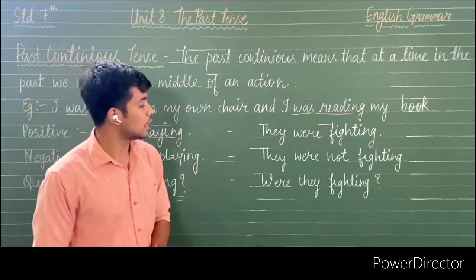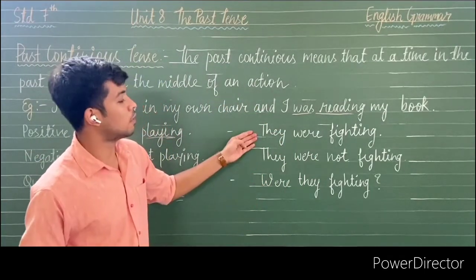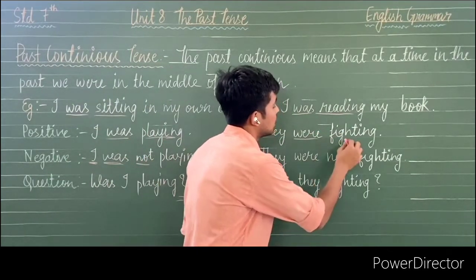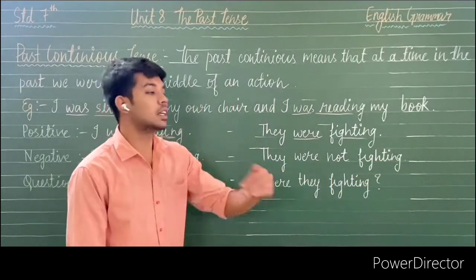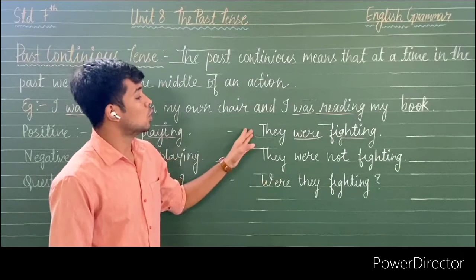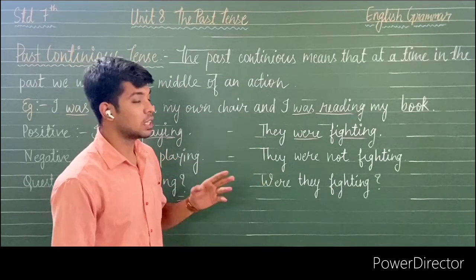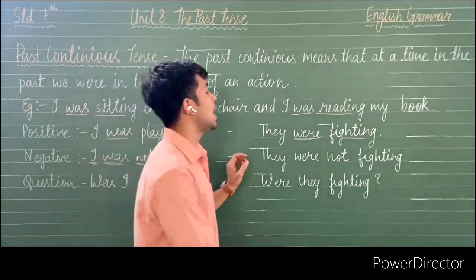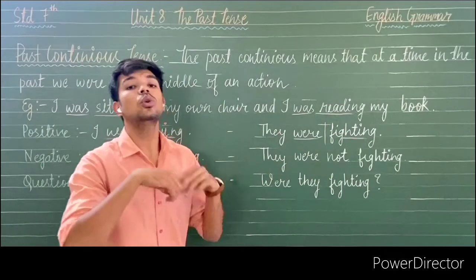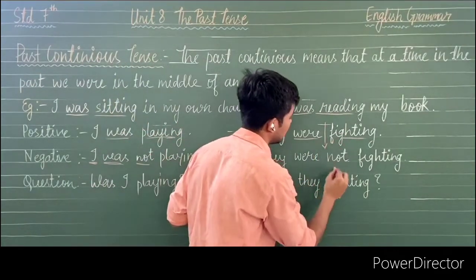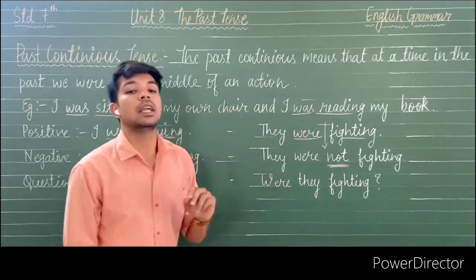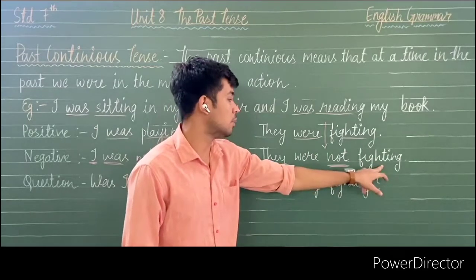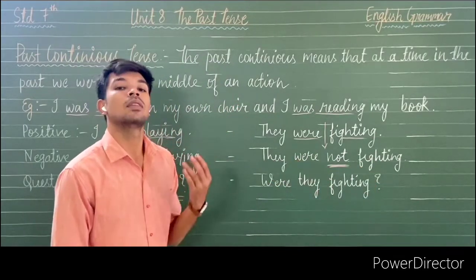Now further we'll take another example. In positive form we have, they were fighting. Were here represents the past and fighting represents the continuous. So this is the positive sentence in past continuous tense. We want to make it into negative form. We simply add not in between the two verbs. So here we have added not in between two verbs: they were not fighting. Fighting is the main verb and were is the helping verb.